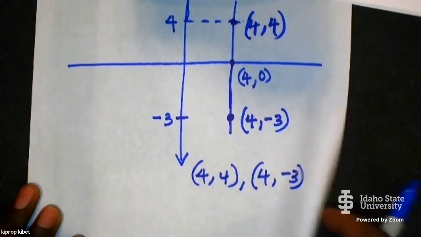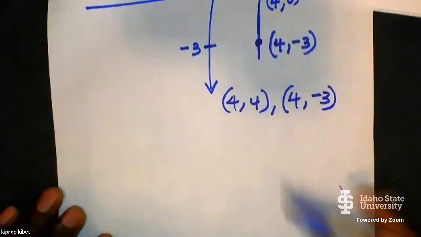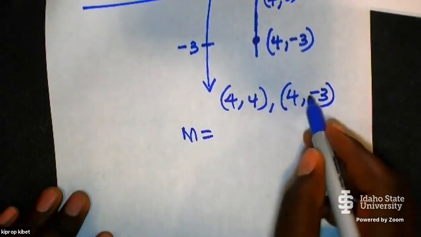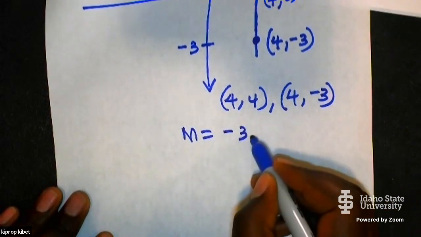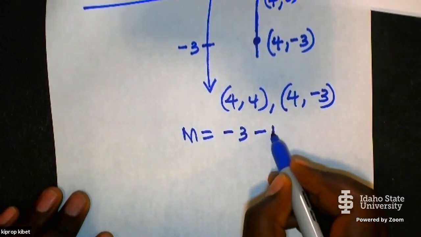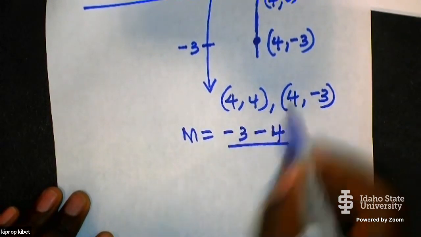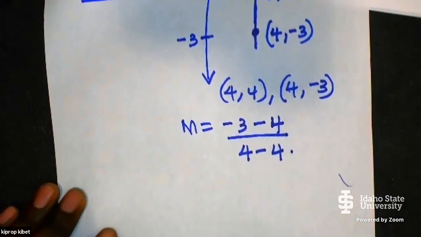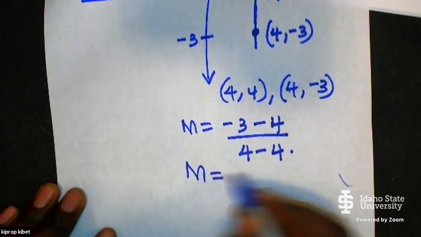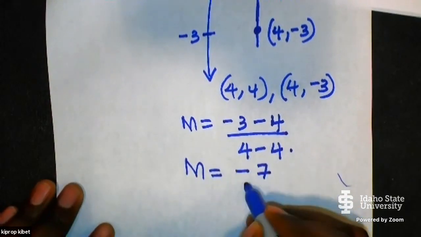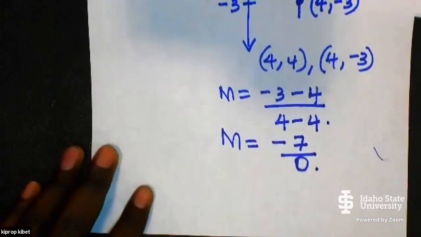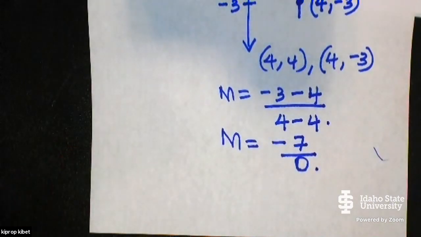So change in y is what? Change in y is minus 3 minus 4, all over 4 minus 4, right? So m equals minus 7 all over what? 0. So minus 7 all over 0.